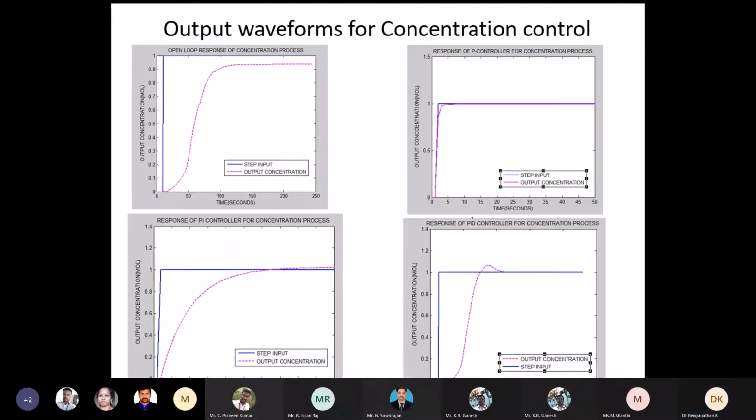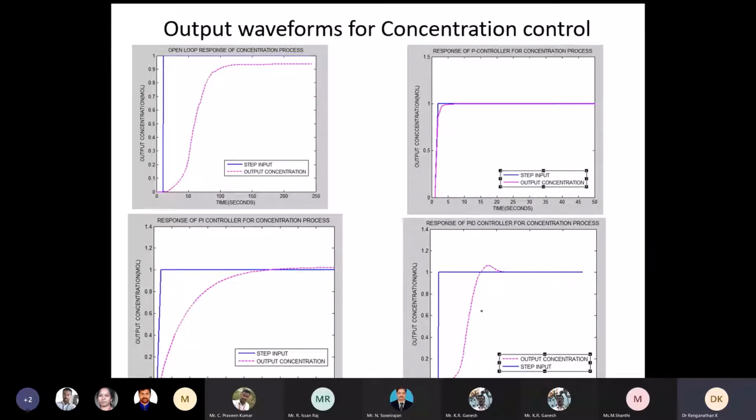They have done this, and the outputs obtained for the concentration control are shown for an open loop response, and obviously for a closed loop response with a PID controller. All these things were done only abruptly with random values. A trial and error based approach was used, and we are able to get an output like this for the concentration control.